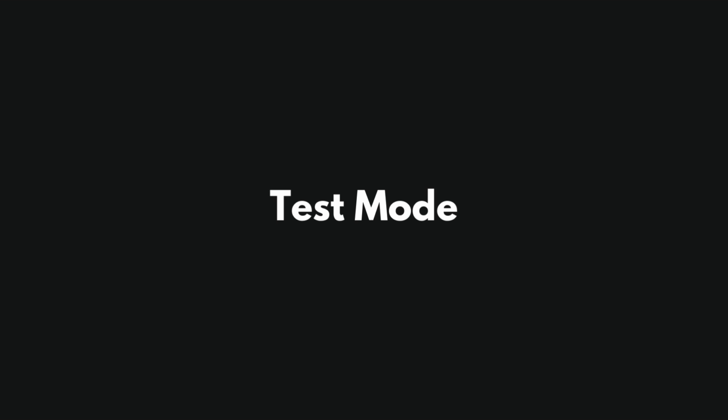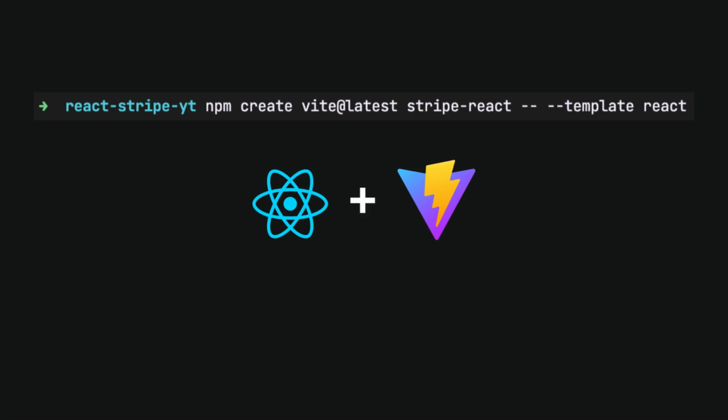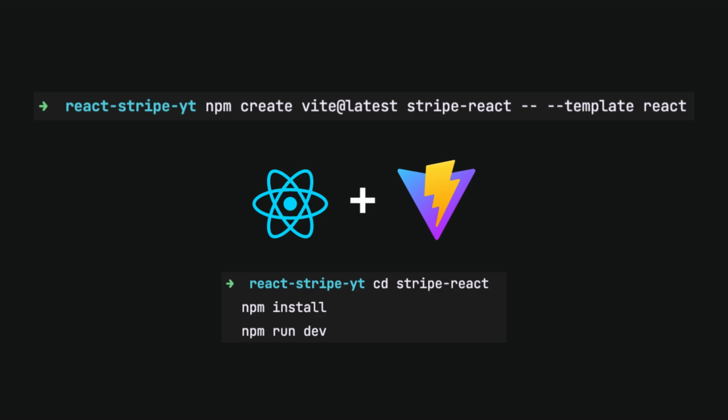We will code the app in the test mode so that real money will not be charged, and it will be possible to easily test payments. Let's create a React app with Vite to have better performance. Then use the terminal to change the directory, install dependencies, and run the app.